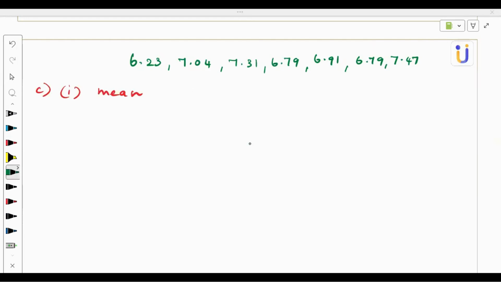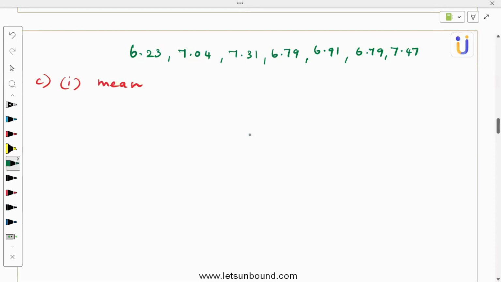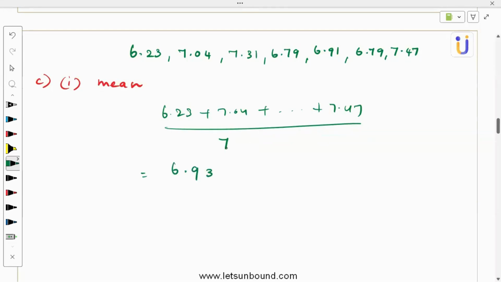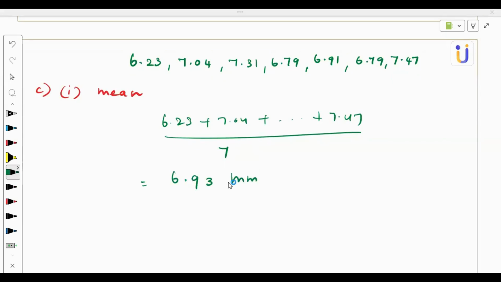Find the mean. Mean is very simple. Add everything and divide it by 7. So 6.23 plus 7.04 plus so on till 7.47, divided by 7. Very basic addition and division. And you will get around 6.93 millimeters. That's the mean.